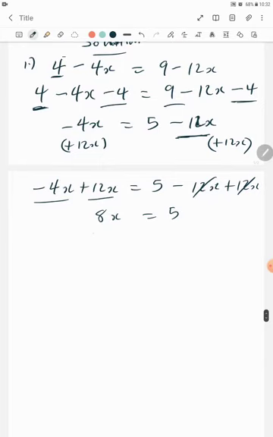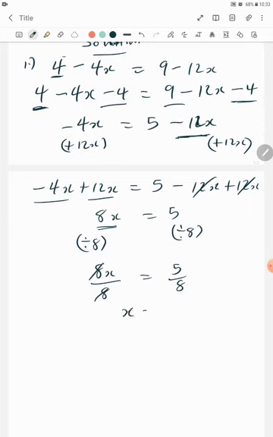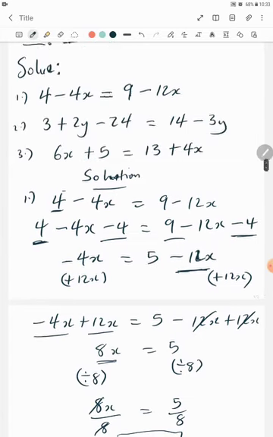Now because these 8 and x are joined by multiplication, I can only remove this 8 by division, and I will do the same thing to the other side. So divide both sides by 8. That will be 8x divided by 8 equals 5 divided by 8. Then 8 cancels out 8 here, and I have x equals 5 over 8. Okay, this will be my answer.